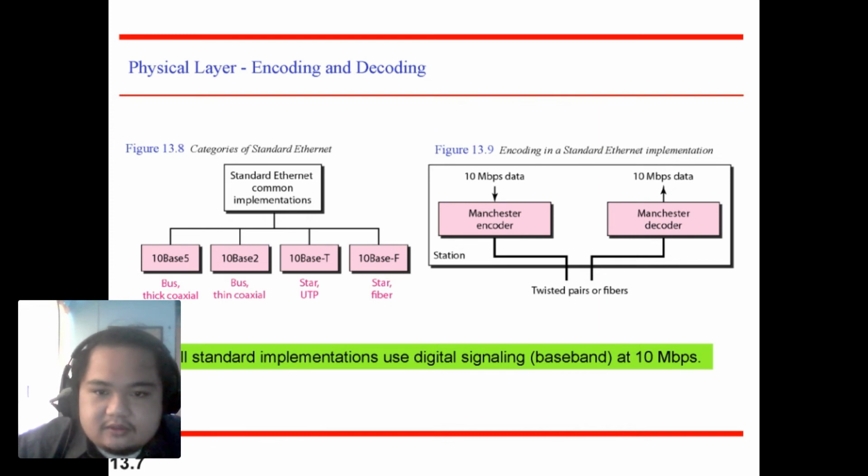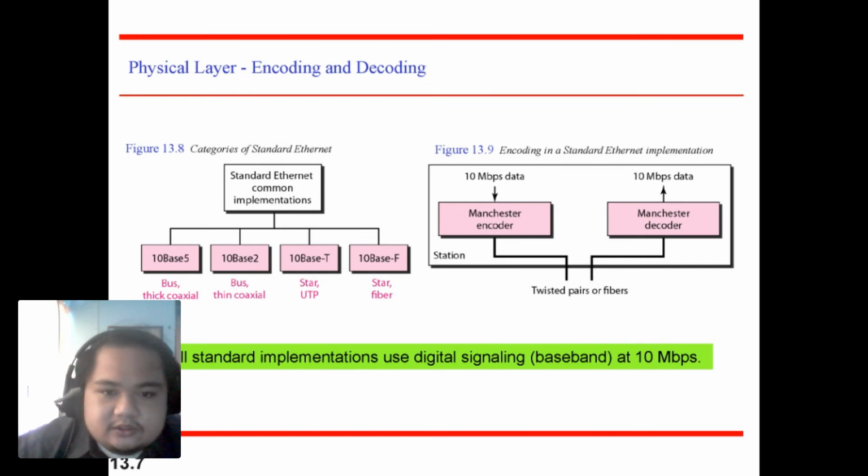Categories of standard Ethernet, the common implementations: 10Base5, bus thick coaxial; 10Base2, bus thin coaxial; 10Base-T, star UTP; 10Base-F, star fiber. And this is another one, encoding in standard Ethernet implementation.